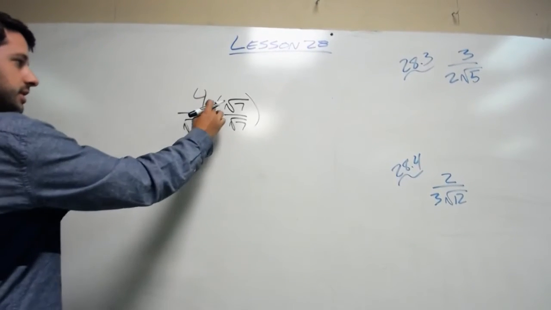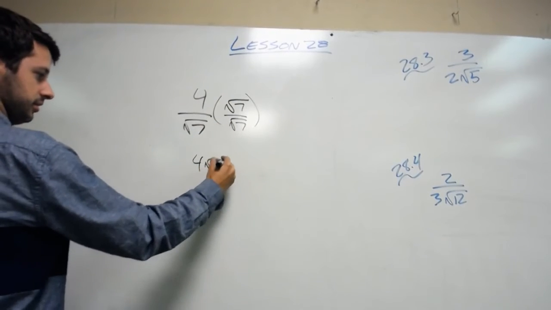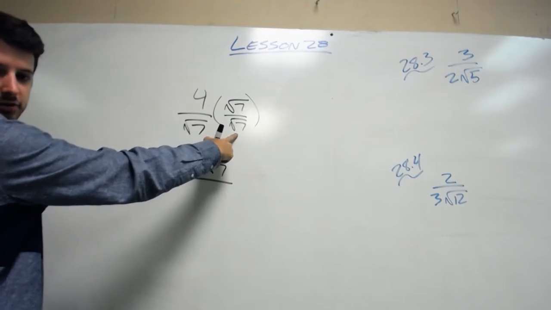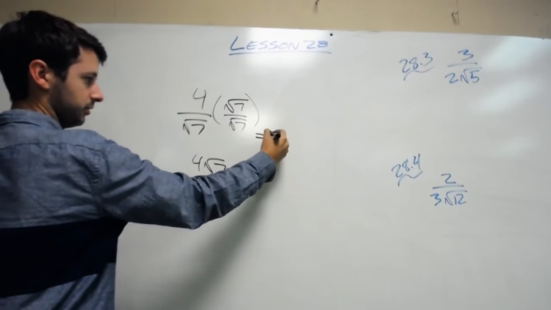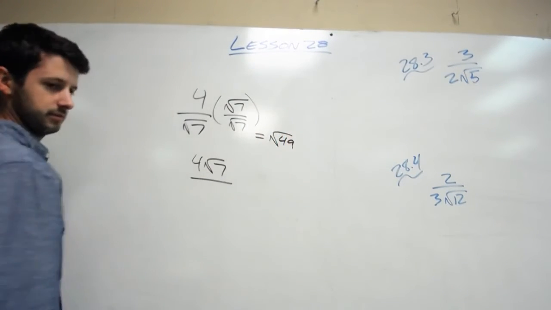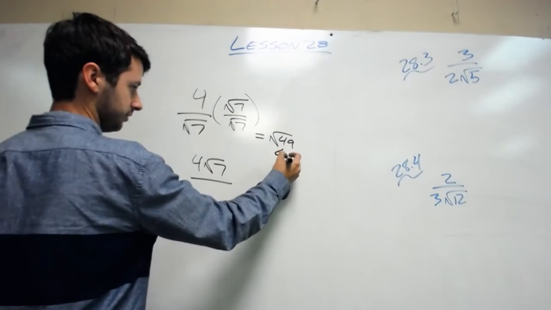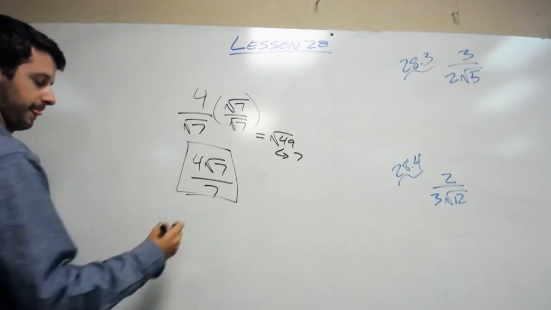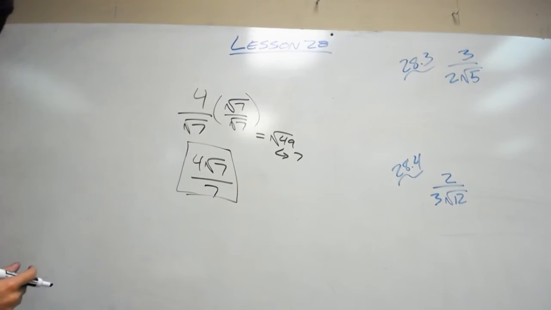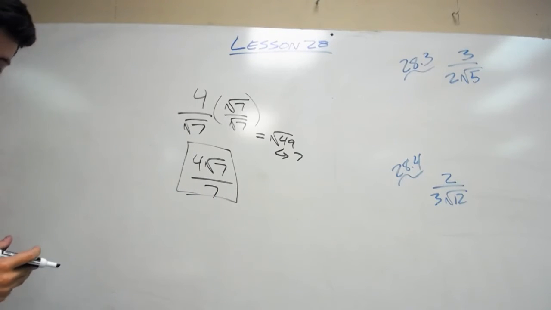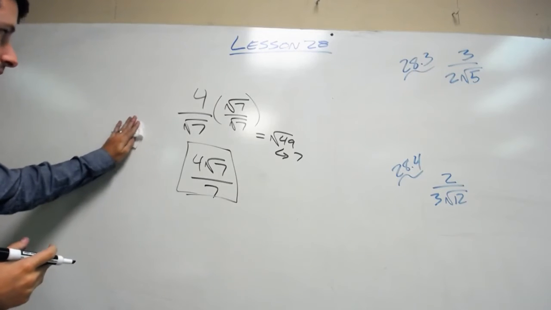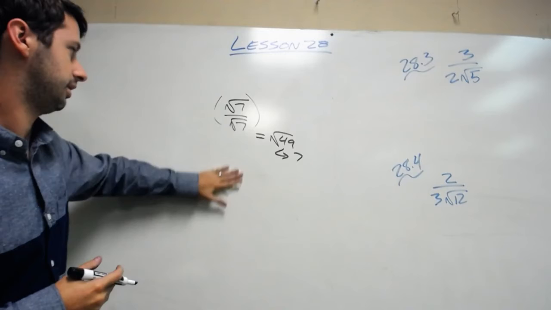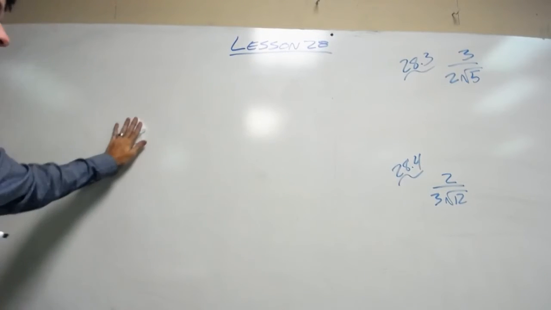We got 4 times radical 7 on top. Notice when you multiply radical 7 times radical 7, that would equal radical 49. Square root of 49 is 7. So 4 radical 7 over 7 would be that answer. And that's rationalizing the denominator. Just know that you cannot have a radical in the denominator. So let's look at a couple of examples.